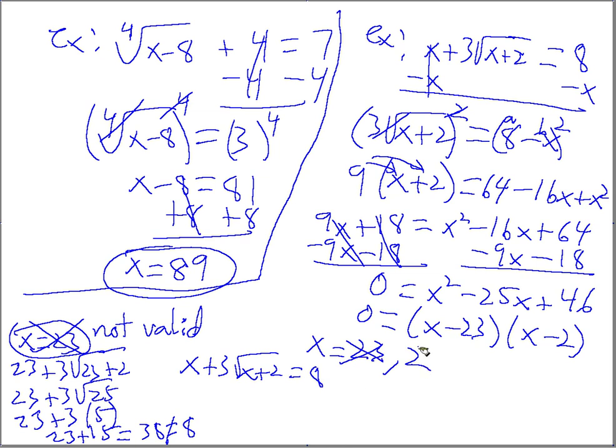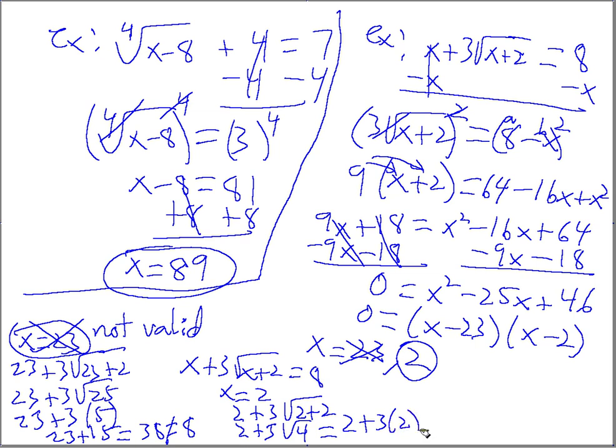What about 2? Let's check this 2 right here. Let's plug it in. So x equal to 2: 2 plus 3 square root of 2 plus 2 on the left-hand side. Don't add the 2 and 3, that would be violating the order of operations. Do the root first. 2 plus 2 is 4, so root 4. That's equal to 2 plus 3 times root 4, because we have to multiply before adding. Root 4 is 2. So this is 2 plus 6, which is indeed equal to 8.